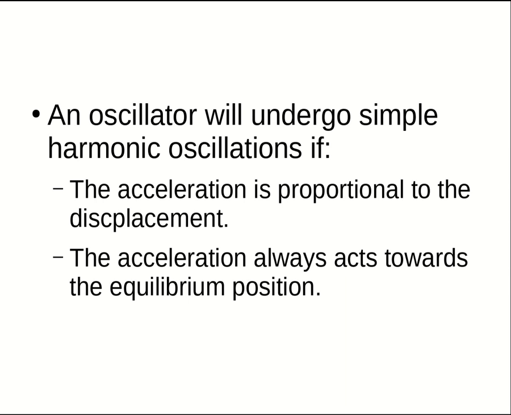The first is that the acceleration of the object has to be proportional to the displacement from the equilibrium position. That'll probably make more sense once we have looked at some examples. Okay, so that's condition 1, and then condition 2 is that the acceleration has to be back towards the equilibrium position.